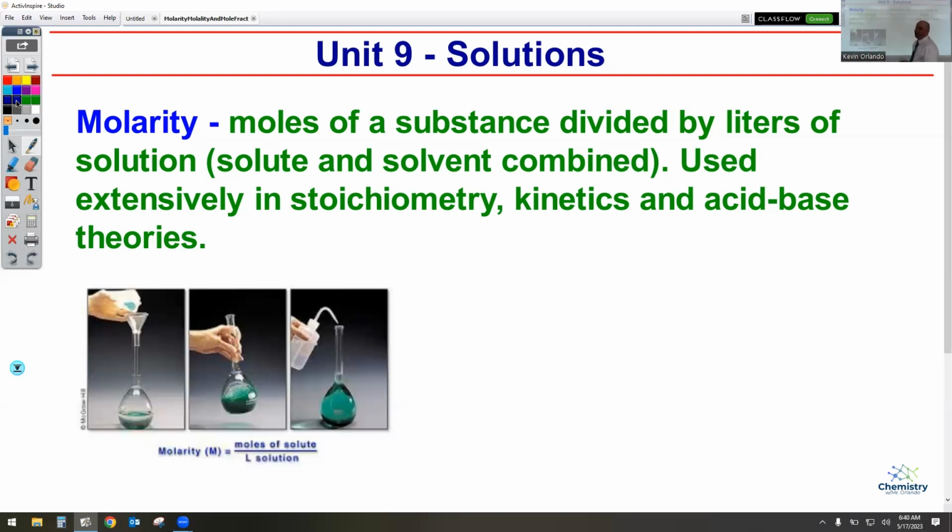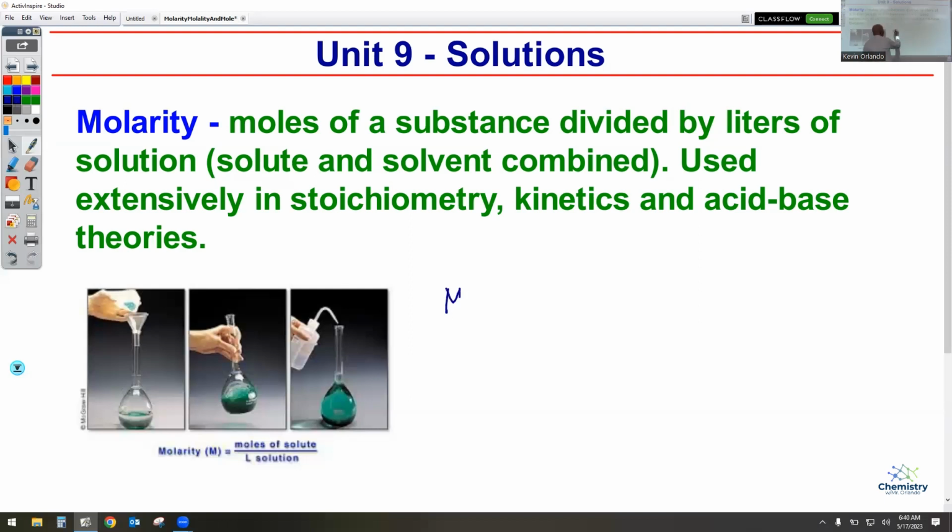Now, if we take a look, molarity is the number of moles of substance divided by the liters of a solution. So we learned earlier that a solution refers to the combination of both solute and solvent together. So when we say liters of solution, we're not simply talking about the water portion for making a solution using the solvent of water, but we're talking about the entire combination of both solute and solvent.